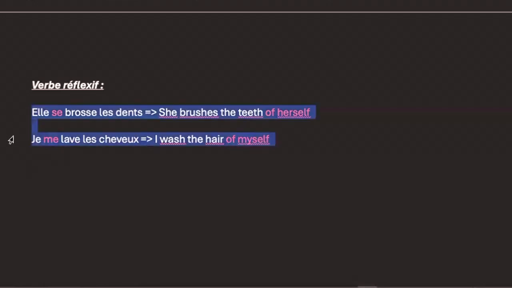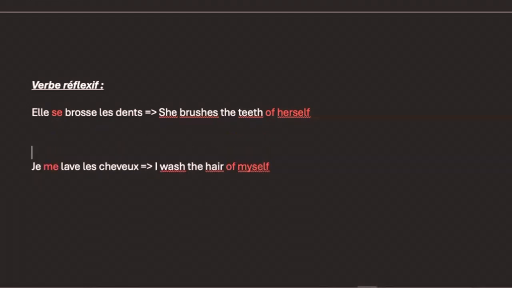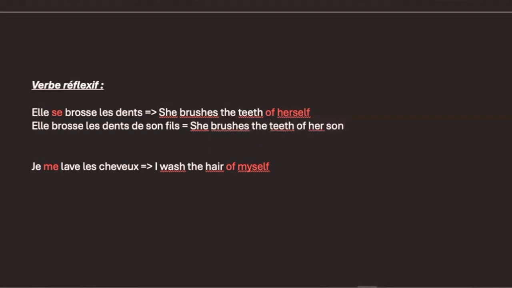Both of those sentences can be without a pronoun. For example, I can say elle brosse les dents de son fils, which means she brushes the teeth of her son. So you understand here, she doesn't brush her own teeth, she brushes the teeth of her son, so I do not have any reflexive pronoun here. Okay, so you can see that your son is just learning how to brush his teeth, you help him, you're going to brush the teeth of your son. Okay, and after that, you're going to brush the teeth of yourself, and you're going to use a reflexive pronoun.